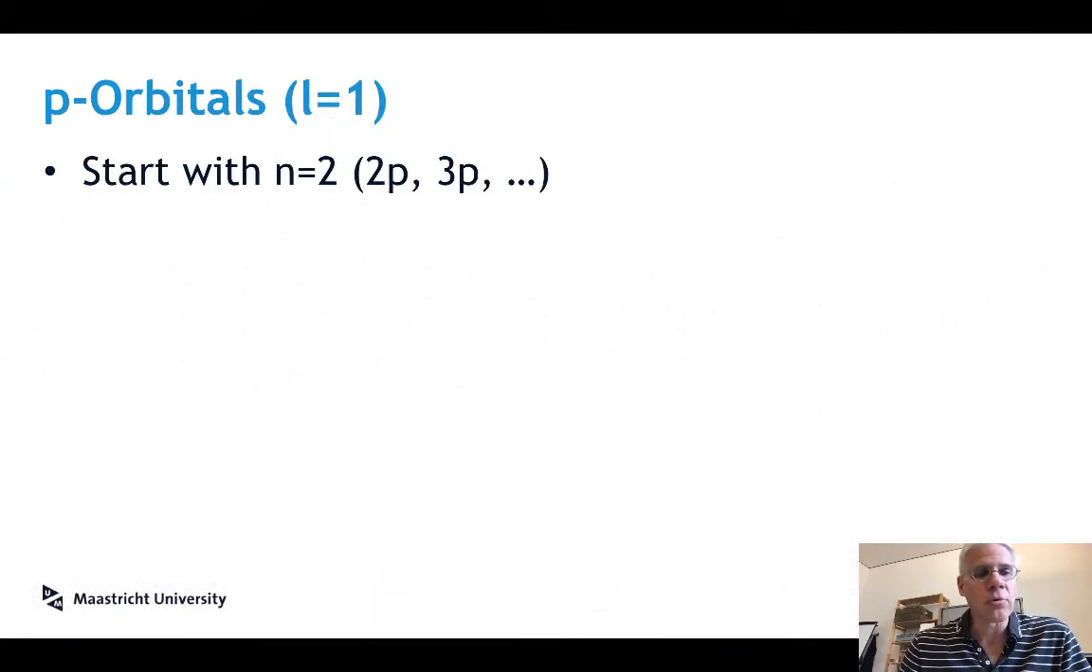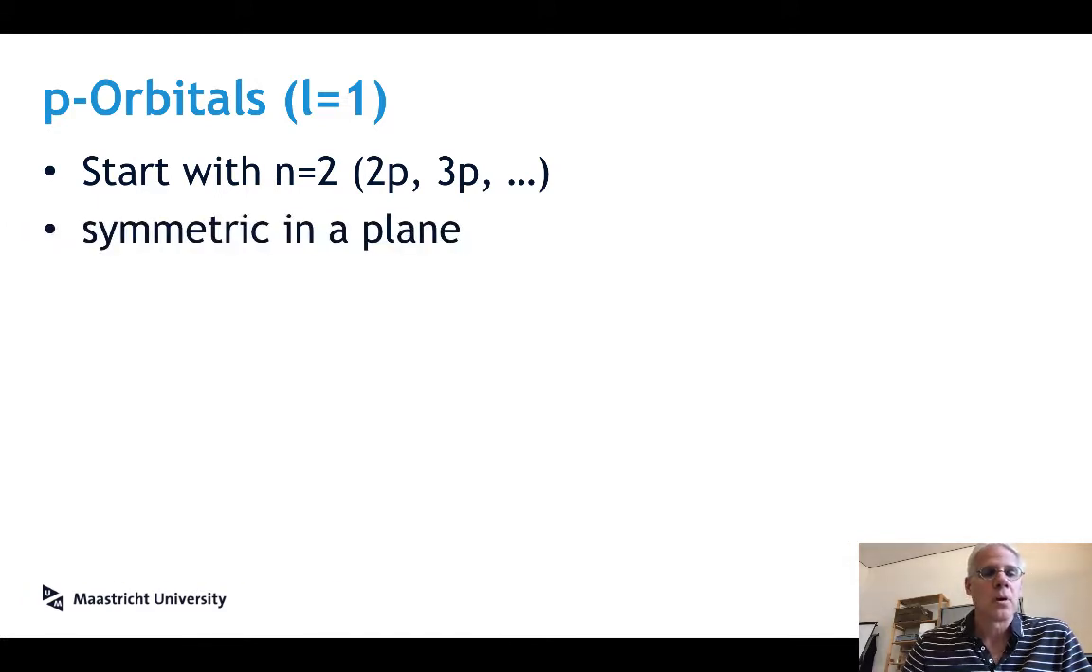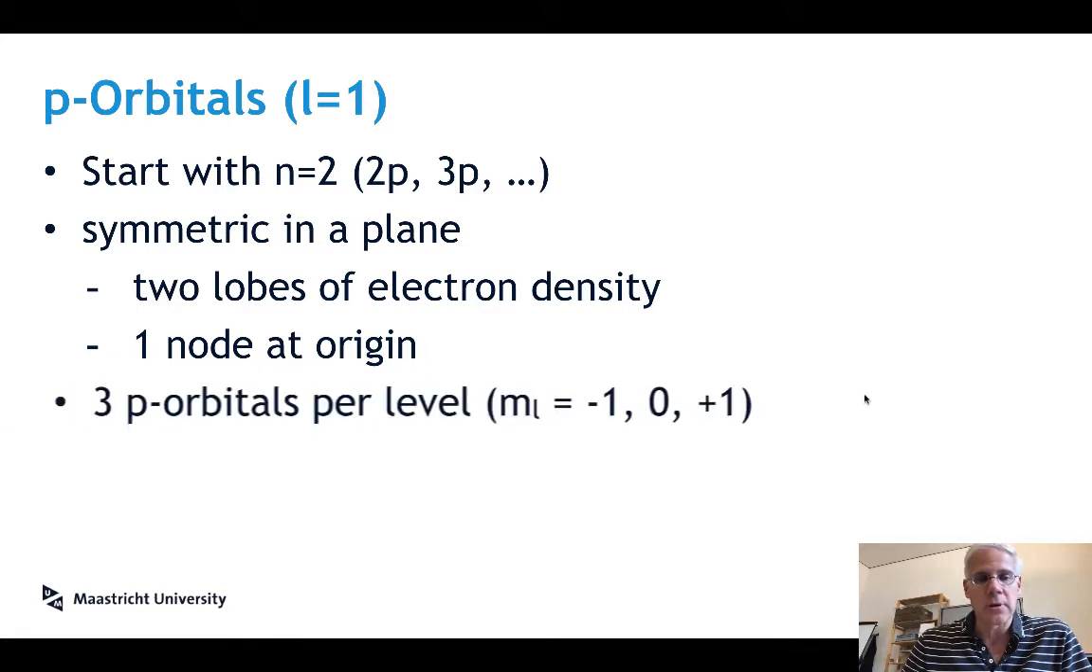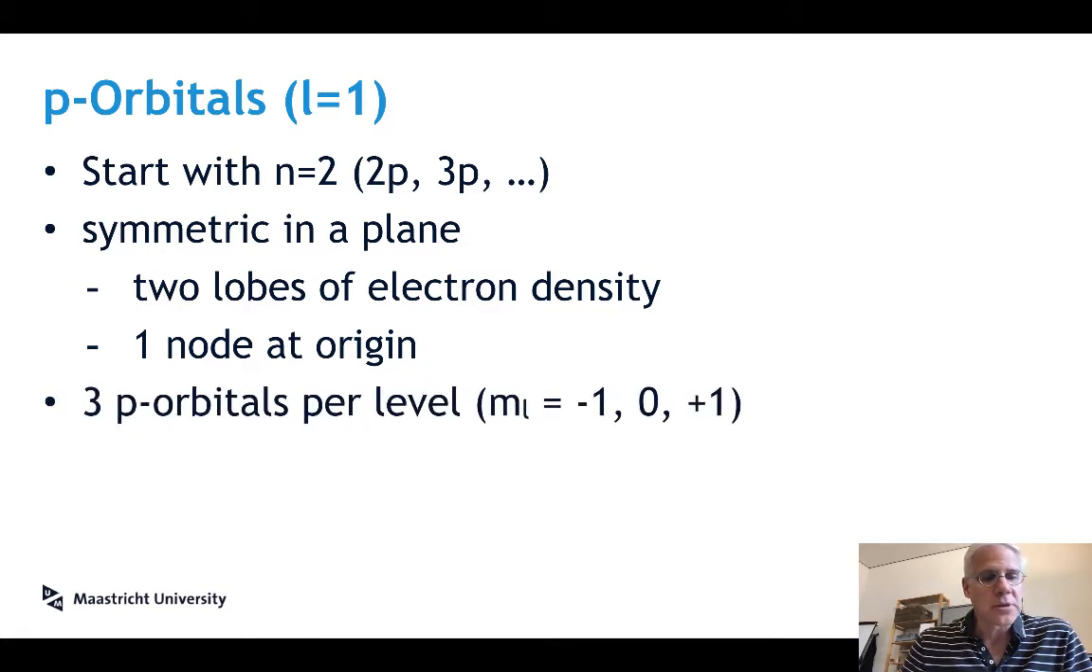If we look at our p orbitals, they start with n equals 2, so there's no such thing as a 1p. They start with a 2p and then go up from there, so you have 2p, 3p, 4p, etc. They are symmetric within a plane. They have two lobes of electron density, and we get a node right at the origin. And we'll take a look at what one looks like here in just a moment.